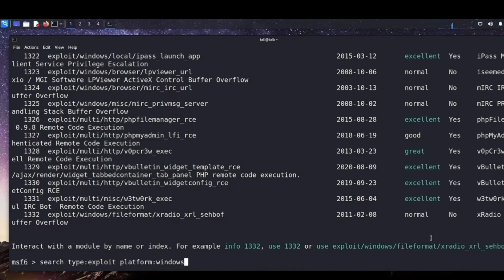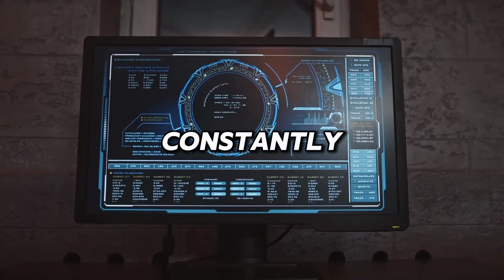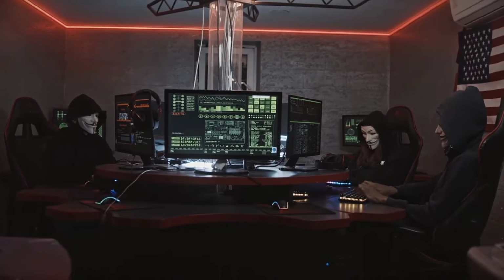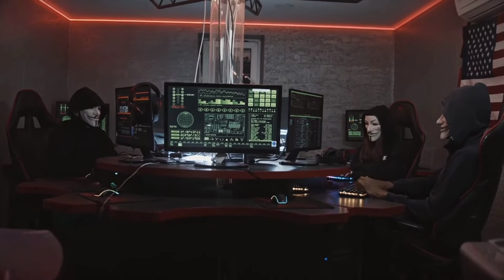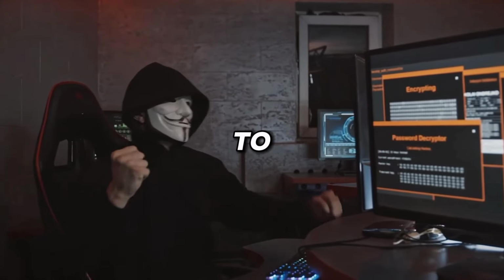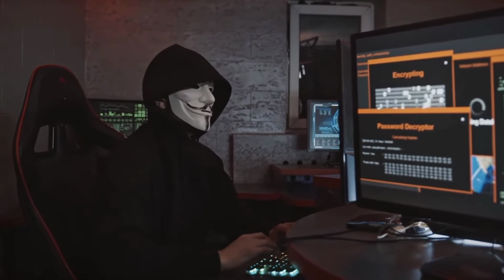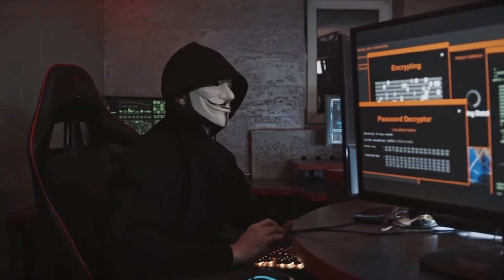By offering a comprehensive suite of tools and a constantly updated repository of exploits, Metasploit is an essential tool for cybersecurity experts aiming to safeguard their networks and ensure robust security measures are in place.